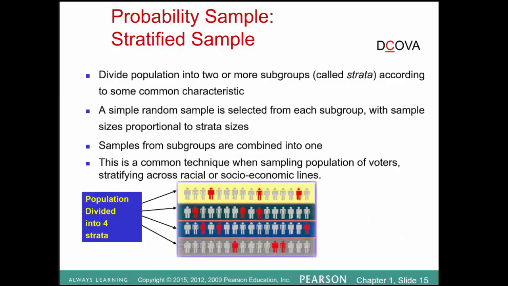Probability sample: stratified sample. Divide populations into two or more subgroups called strata, according to some common characteristic, such as race, gender, or neighborhood. A simple random sample is selected from each subgroup instead of the entire group, with sample sizes proportional to strata sizes. Samples from subgroups are combined into one, and this is a common technique when sampling populations of voters, stratifying across racial or socioeconomic lines. This technique is used quite a lot when you want to make sure you have minority representation within your samples.